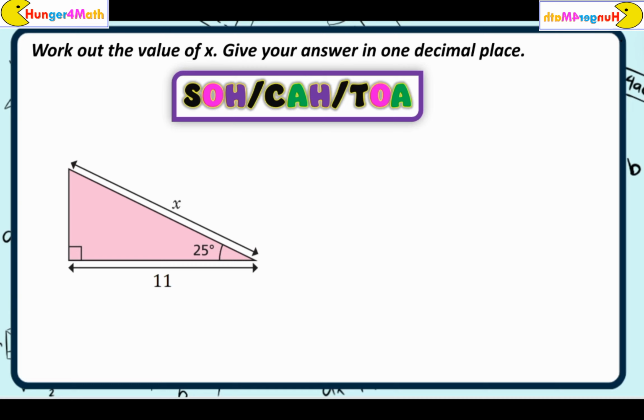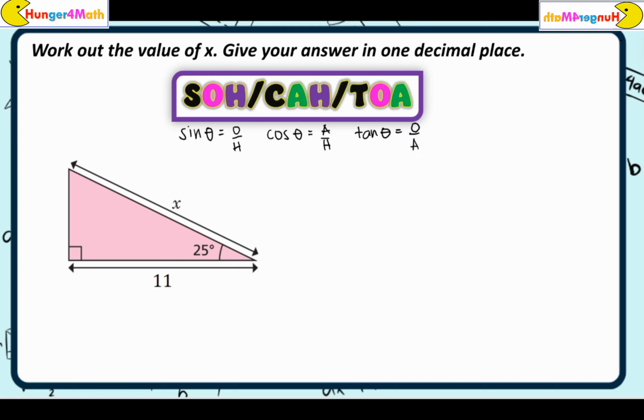Here we're going to work out the value of x and give your answer in one decimal place. To solve for the value of x, we have to use SOHCAHTOA. SOH stands for sine theta is equal to opposite over the hypotenuse, and CAH is cosine theta is equal to adjacent over the hypotenuse, and TOA for tangent theta is equal to opposite over adjacent.